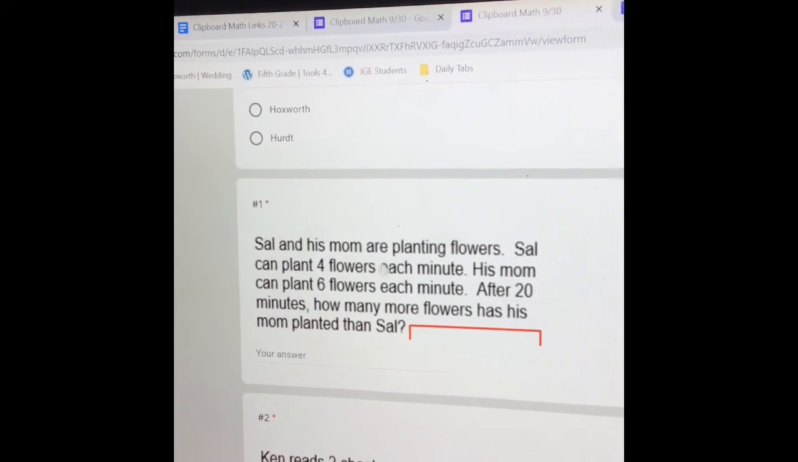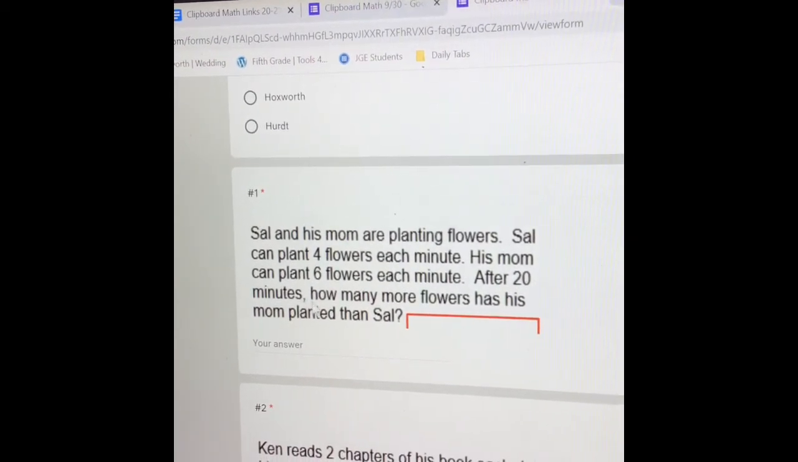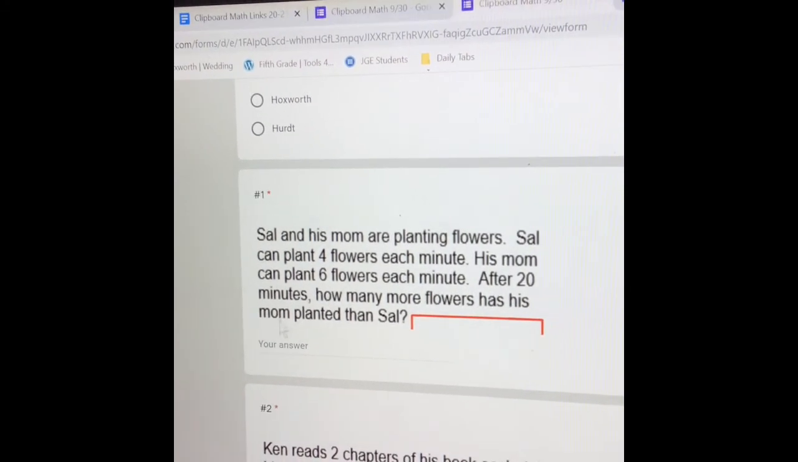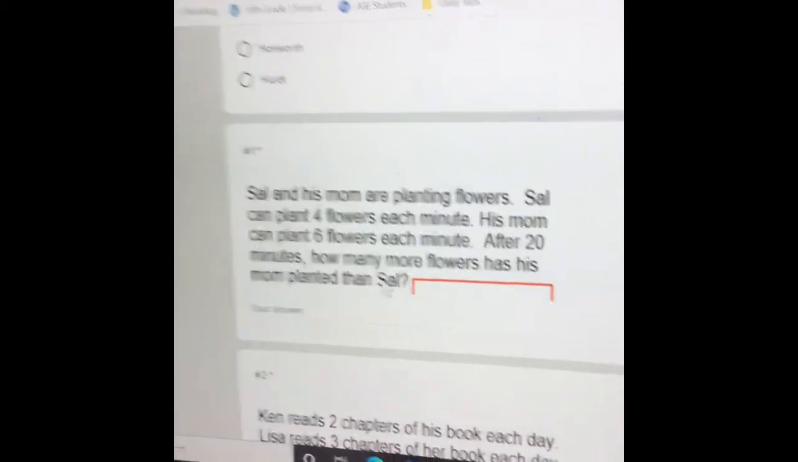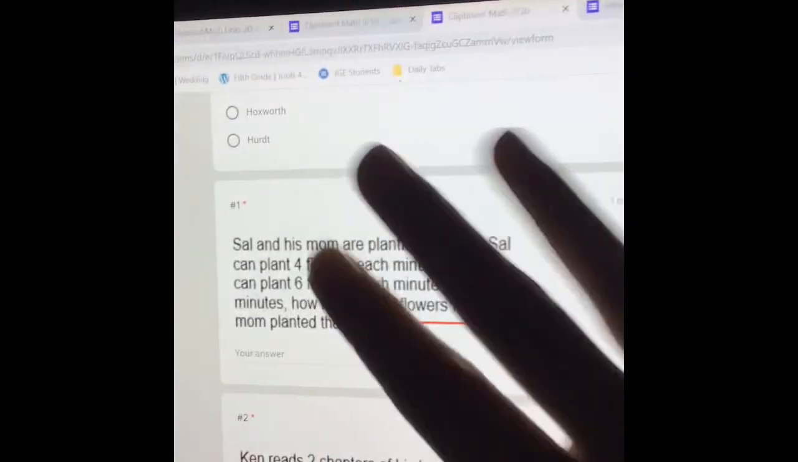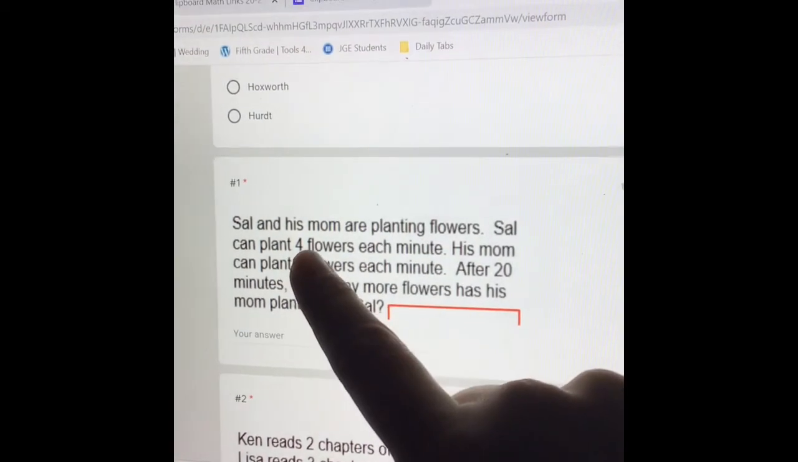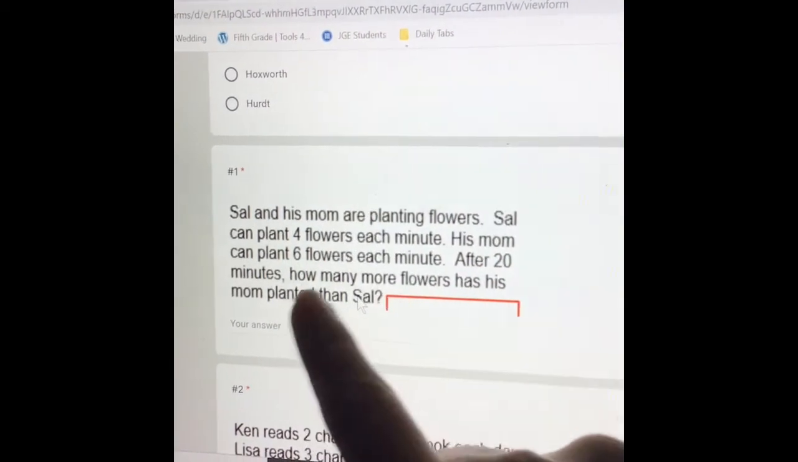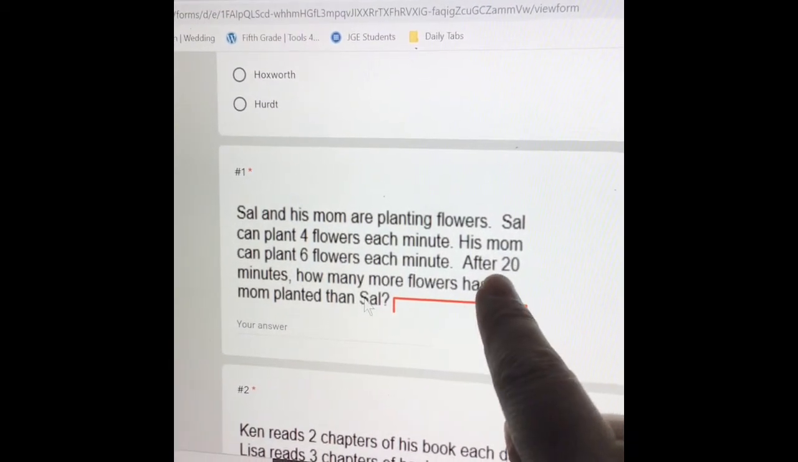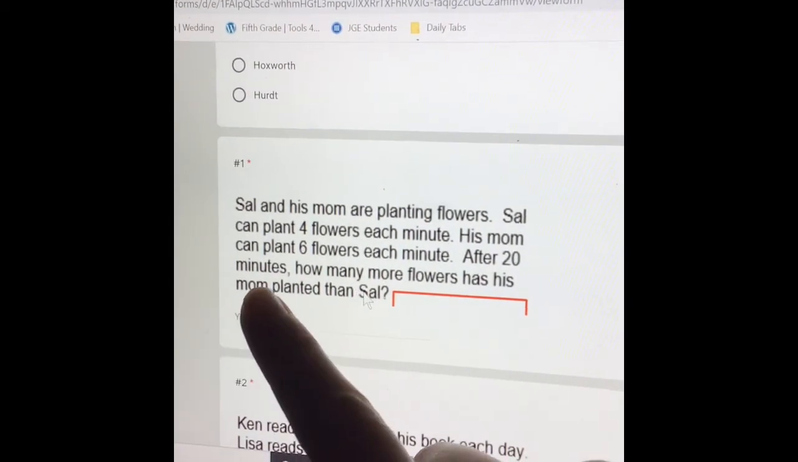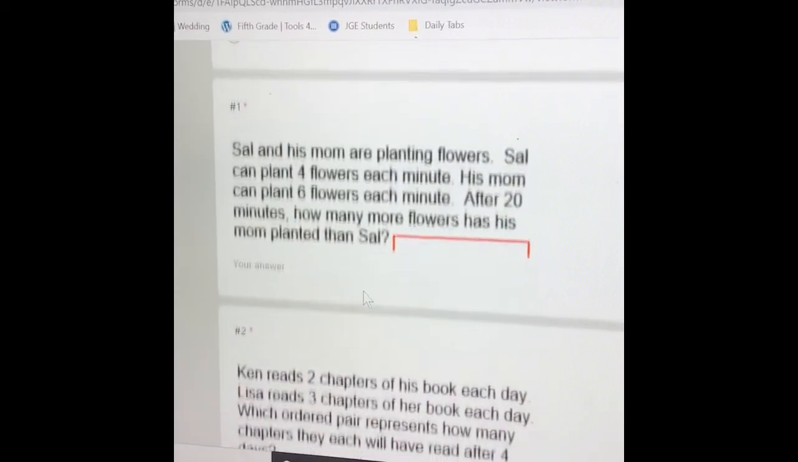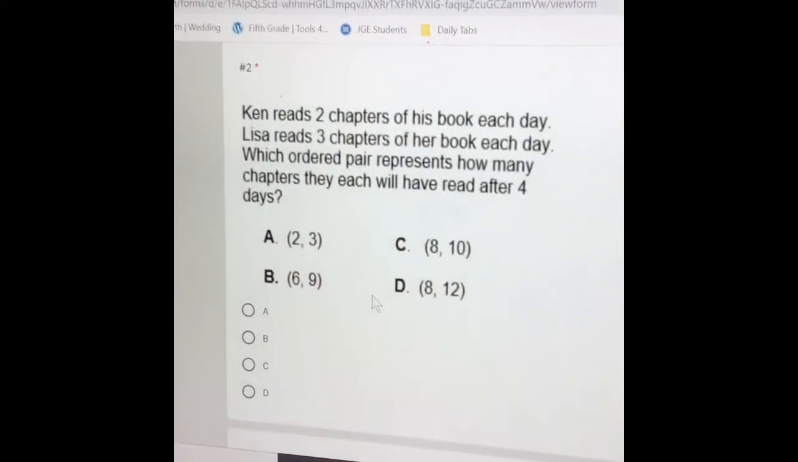So once I get how many flowers they can plant in 20 minutes, I need to answer my question. How many more flowers has his mom planted than Sal? So how many more is a subtraction? So 3 steps. Step 1, find out how many flowers Sal can plant in 20 minutes. Step 2, how many flowers his mom can plant in 20 minutes. And step 3, subtract Sal's total from his mom's. If you need more time to solve this problem, press pause. If you're ready to move on, hit play.